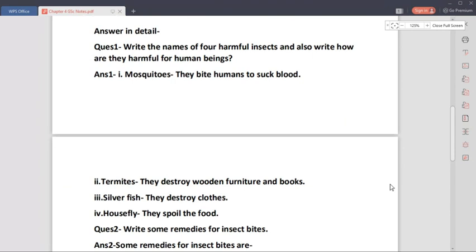Now answer the following questions in detail. First question, write the names of 4 harmful insects and also write how are they harmful for human beings. First one, mosquitoes. They bite humans to suck blood. Second one, termites. They destroy wooden furniture and books. Third one, silverfish. They destroy clothes. Fourth one, housefly. They spoil the food.